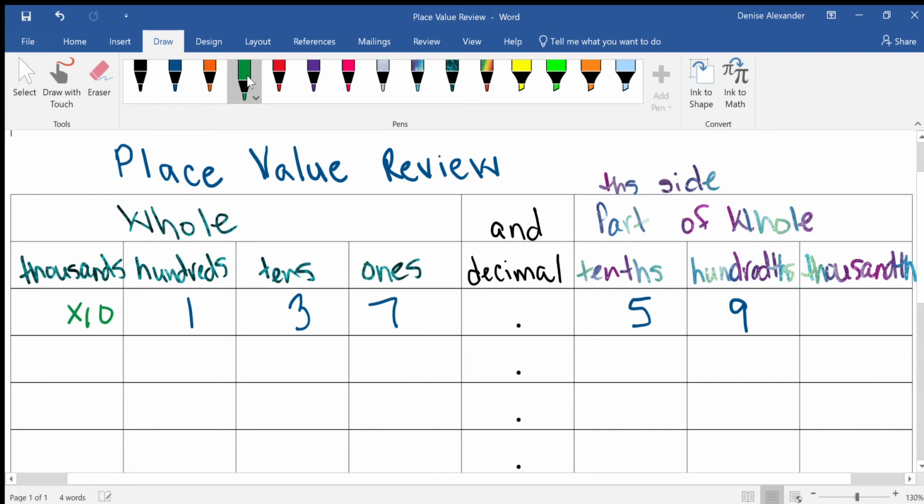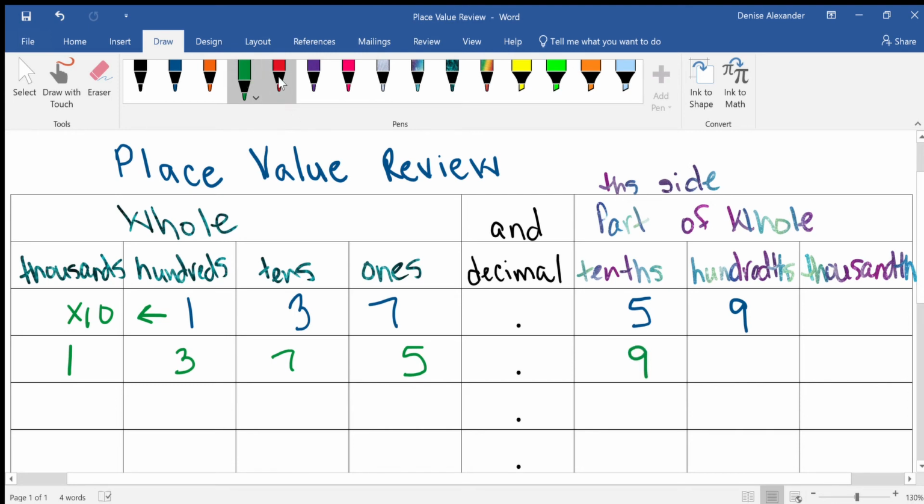So when that happens, all our digits move one place value to the left. And we know this because there's an extra 0 here. We know any number times 1 is itself. So if we multiply it by 10, it gets 10 times larger. So we're going to take this 100 and turn it into 1,000. My 30 becomes 300. My 7 becomes 70. My 5/10 becomes 5. My 9/100 becomes 9/10.